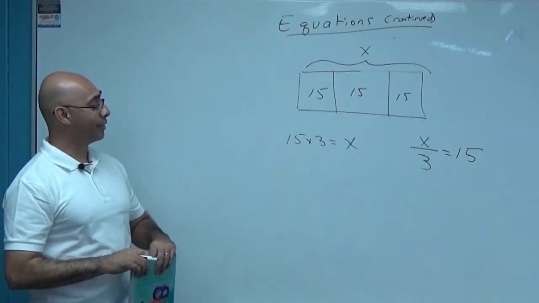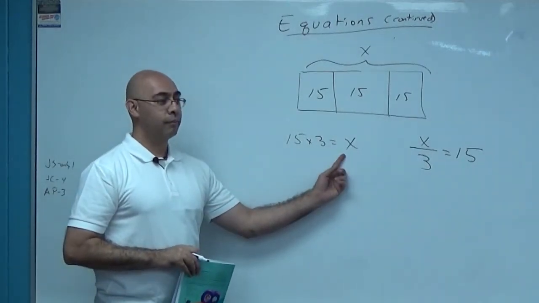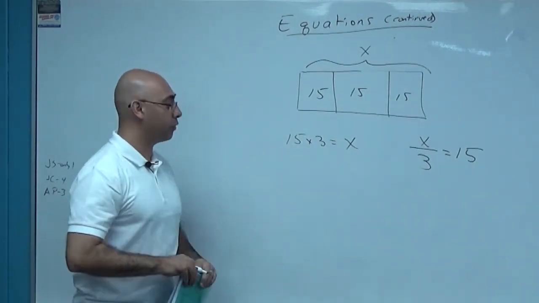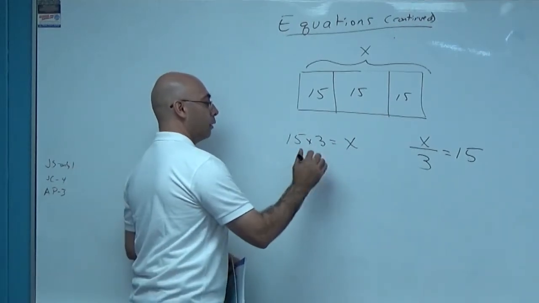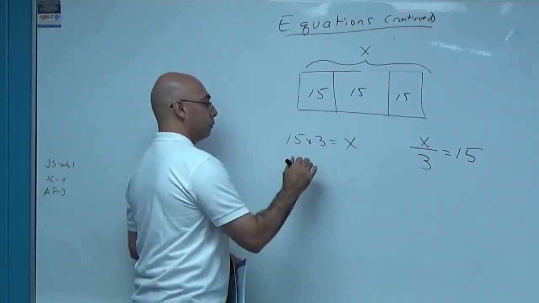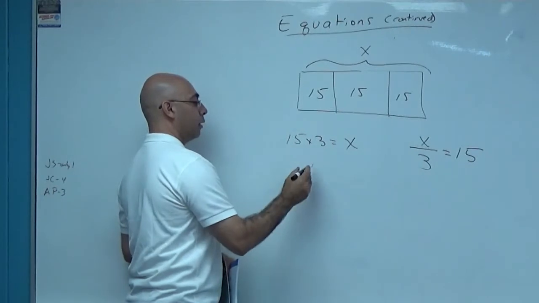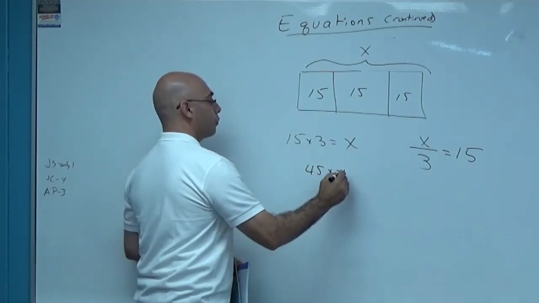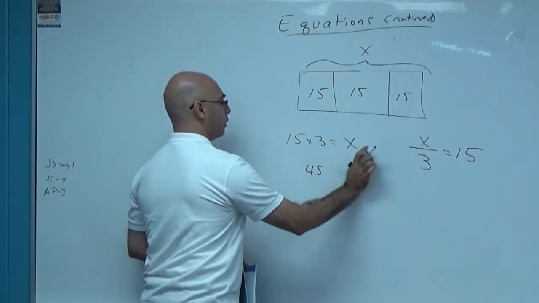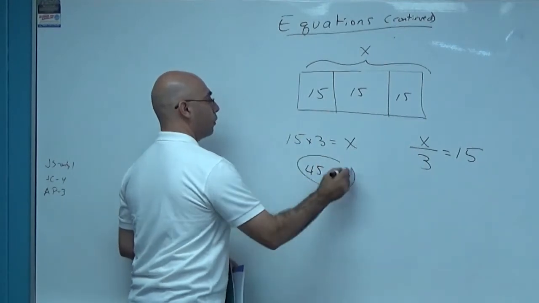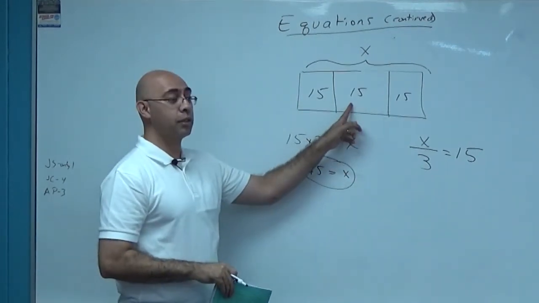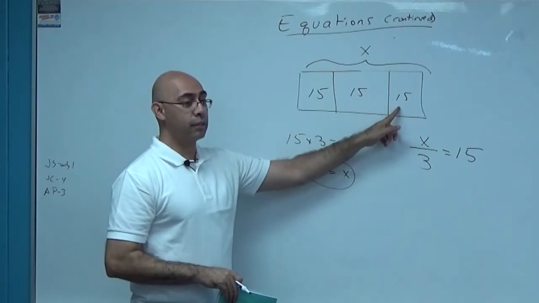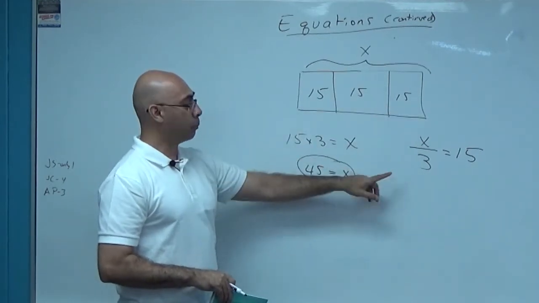So if I do this, is x by itself here? Yeah, so we just do what it says. What's 15 times 3? 15 plus 15 is 30, and 30 plus 15 is 45. So x equals 45, which makes sense. 15 plus 15 is 30. 30 plus 15 is? 45. All right, so you can see that in the picture.